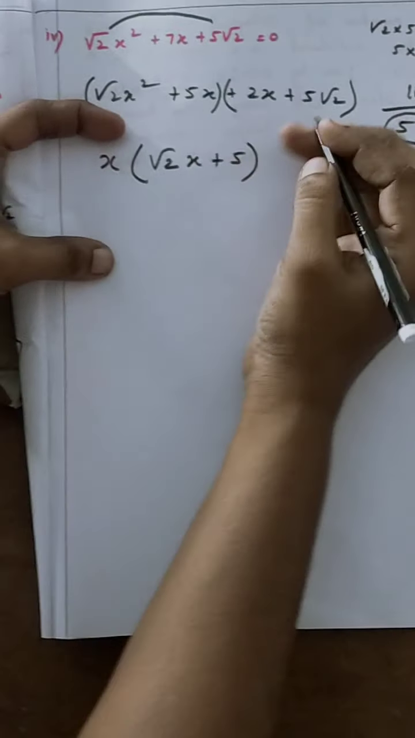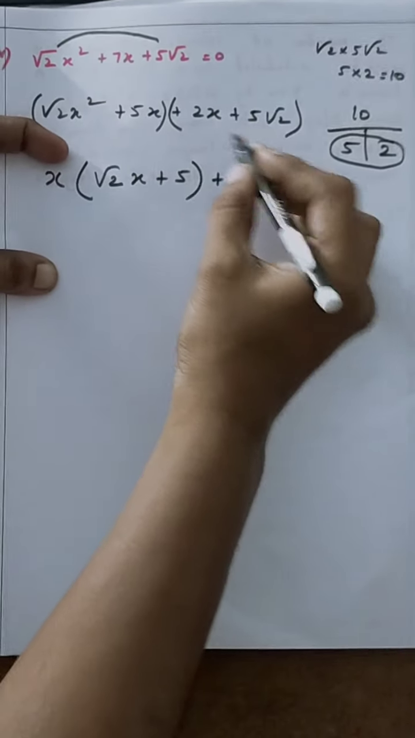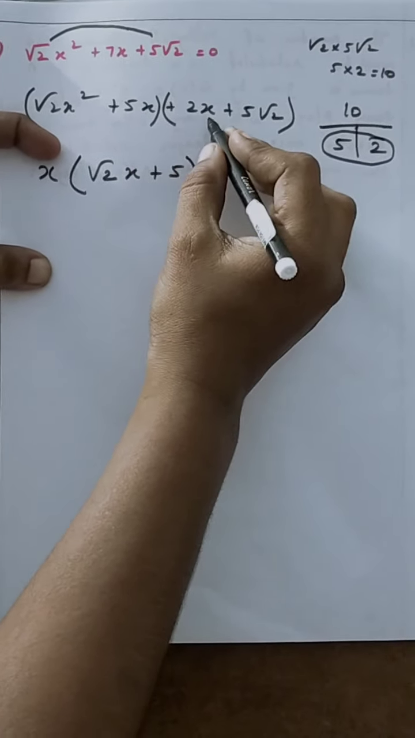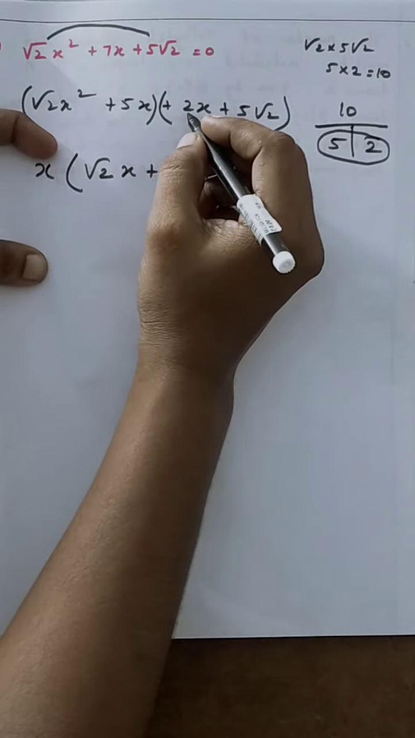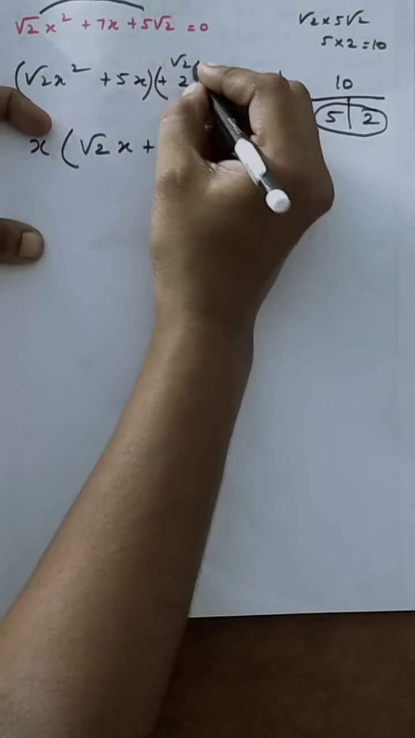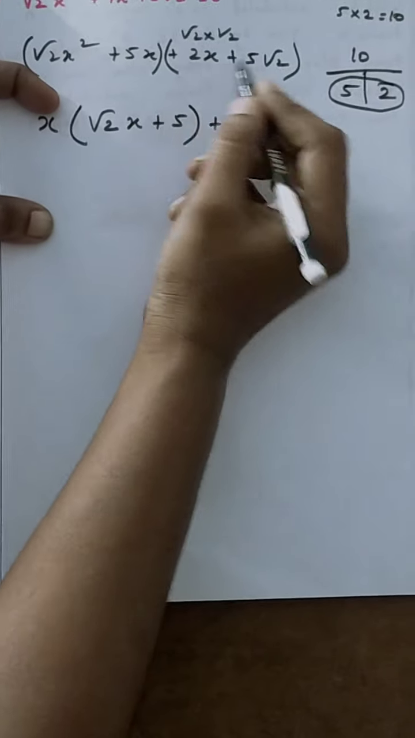The next one, plus this one is a 2x plus 5 root 2. So no one is common. So 2, how do you write the 2? It is root 2 into root 2. That only mention the term. So root 2 into root 2 means answer is 2 only.